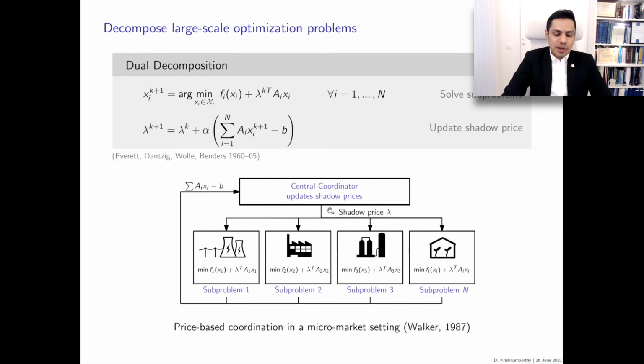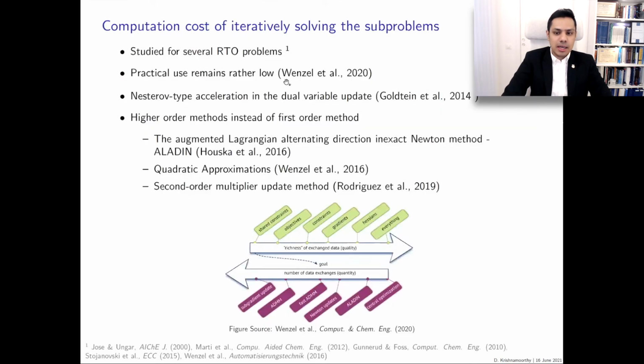So such a price-based coordination approach has been studied for several RTO problems by several research groups, and it was noted that the practical use of such decomposition methods is rather low, and it's not used as widely in practice. As noted in this recent publication here, the main reason for this is attributed to the computational cost of iteratively solving the subproblems and the master problems. That means that the subproblem must be repeatedly solved several times before the optimal solution is computed.